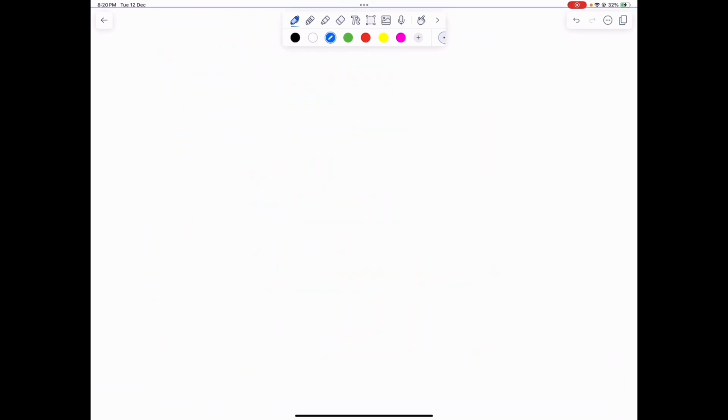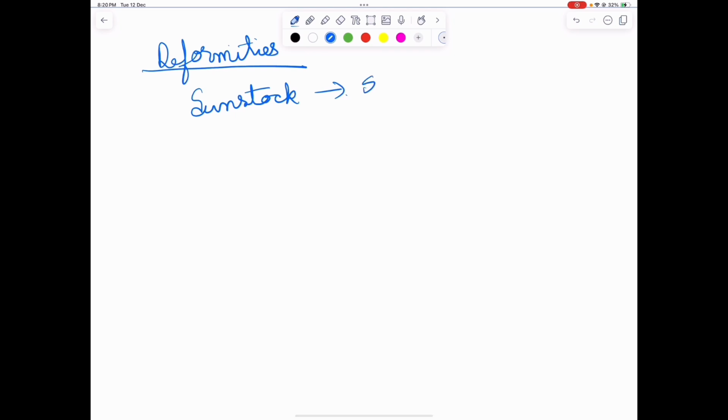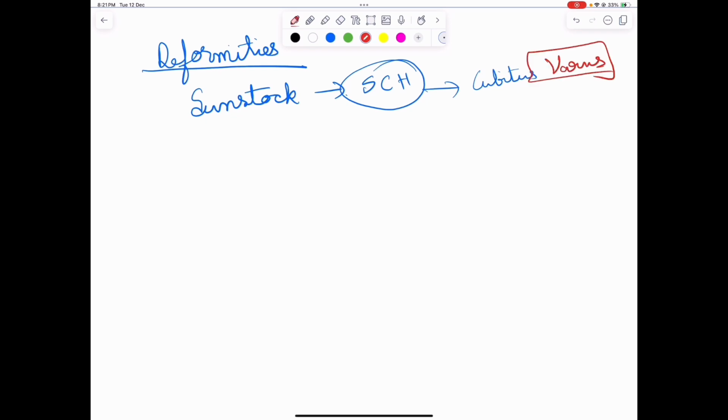Now we come to the next topic, that is deformities. For deformities, we will be able to learn it by mnemonic. Remember that gun stock deformity is associated with supracondylar humeral fracture, and it manifests as cubitus varus. Cubitus varus means that the cubitus, that is the elbow part, would be varus towards the medial side.